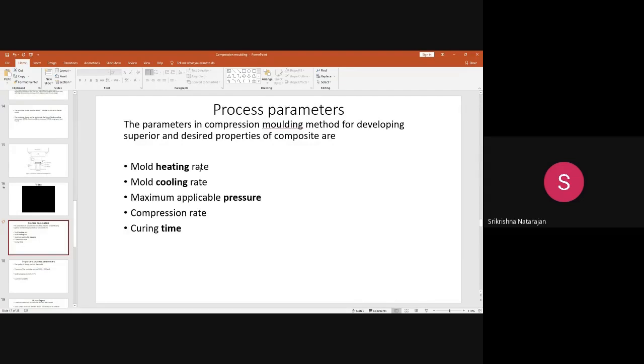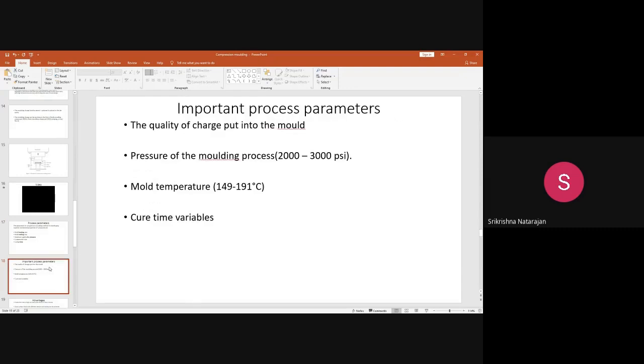This is actually possible to optimize. So that is the thing. And among these parameters, the other important parameters are the quality of charge that is put into the mold. What is the quality you have made? Because here you are using two important charges, one is the BMC and another is the SMC. So what is the quality of the charge you are keeping in the mold? That is important. And what is the pressure that you are using?